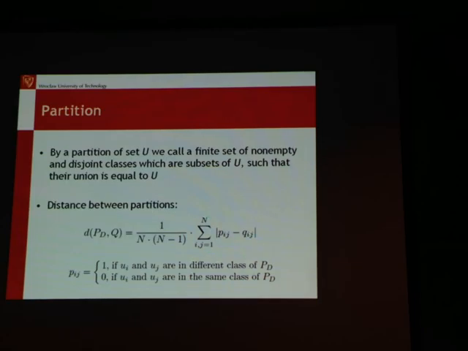We use some method. Here it is really a matrix. In the matrix it is 1 if two users are in different classes, and 0 if they are in the same class. And we just count the difference. There are normalizing factors.